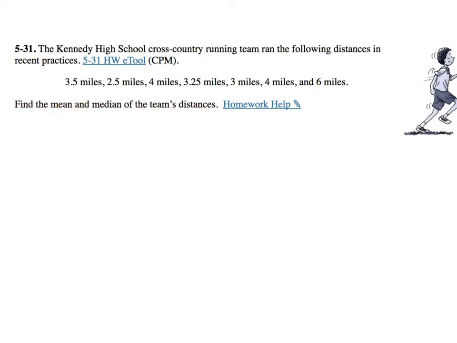So let's go back to the directions. So we have the running team and the distances they ran, and in this case they gave it to us. Those are the numbers in miles. Now we are supposed to find, so there's the word find, the mean and the median. So those are two vocabulary words that we're looking for, of the distances, which is the data given.